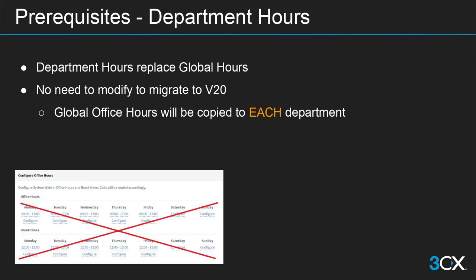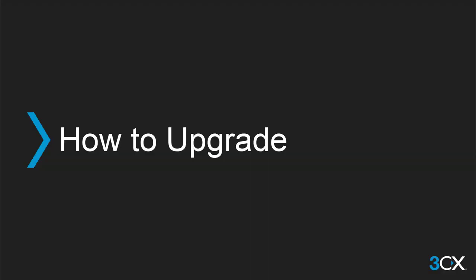You will need to go into the admin console of version 18 through your web client to do this. The global office hours, if this is not configured beforehand, will be copied to each department. When you create a new department in version 20, the office hours will be set to always in. So the office hours will be on a 24/7 basis in the office. So let's go and start the upgrade procedure.